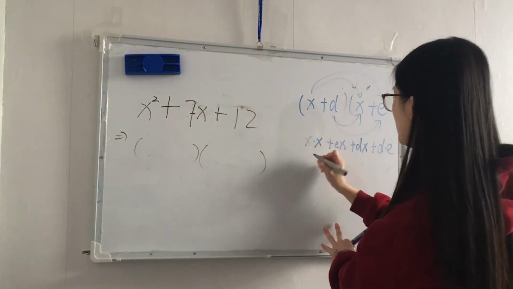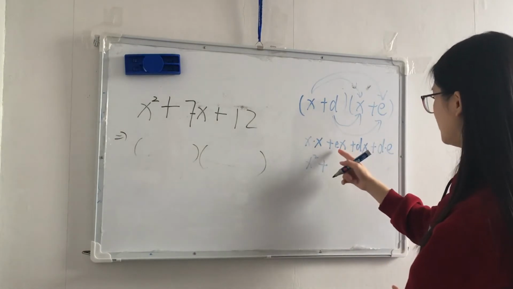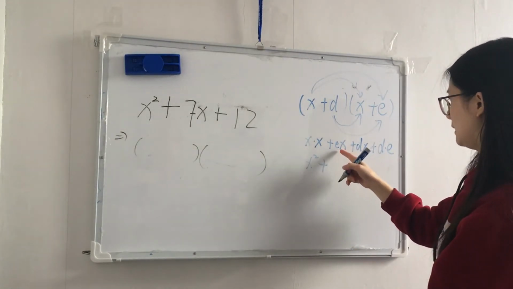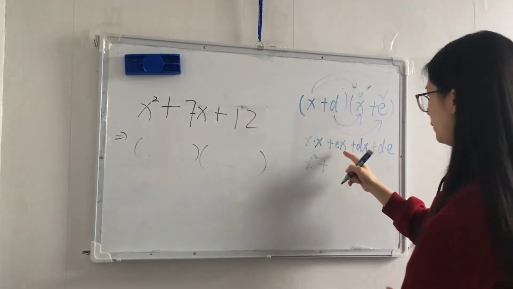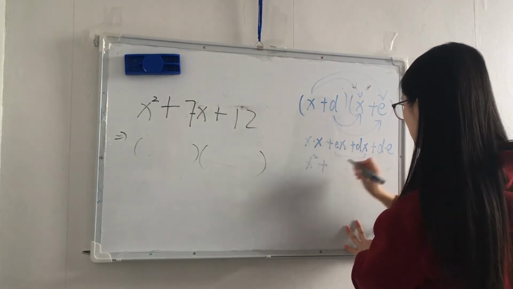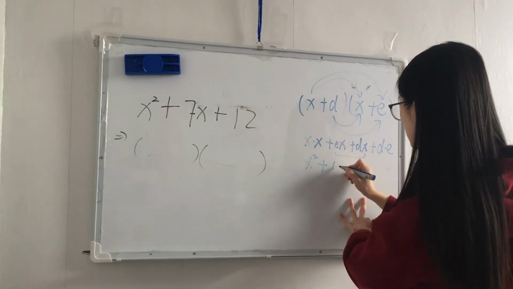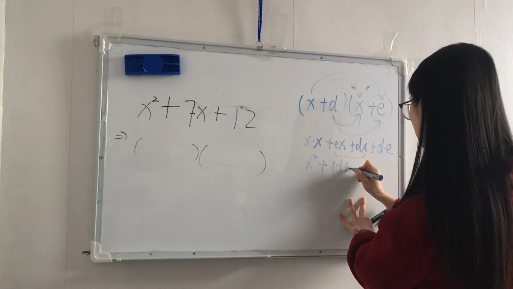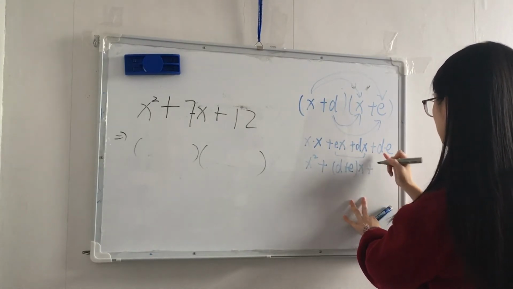So x times x is x squared, and then we combine the like terms. You see, this is ex plus dx. They both have x, so we combine this. That will be e plus d, or we say d plus e, times x, and then plus d times e.